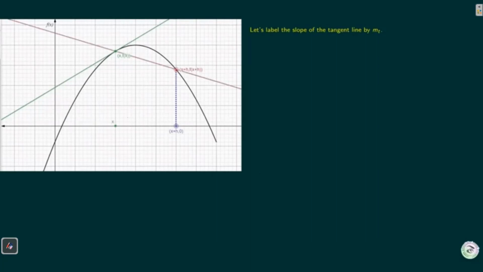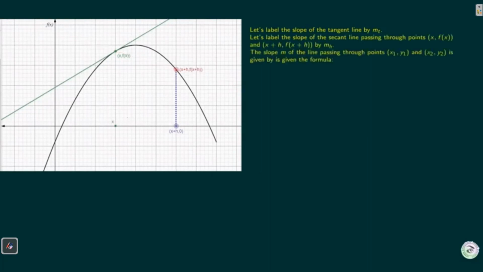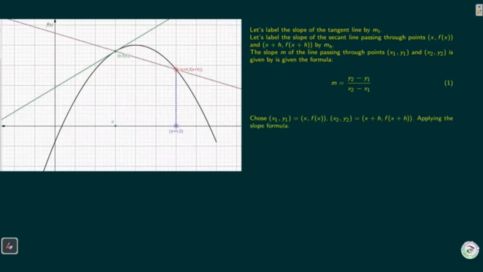Consider the red secant line passing through points with coordinates (x, f(x)) and (x plus h, f(x plus h)). Let's label its slope by m_h. The slope m of the line passing through points (x1, y1) and (x2, y2) is given by formula 1. Choosing (x1, y1) to be (x, f(x)) and (x2, y2) to be (x plus h, f(x plus h)), and applying the slope formula given by 1 to the red secant line, we get 2, where m_h is the slope of the secant line. Simplifying 2 by cancelling out x in the numerator, we get 3.